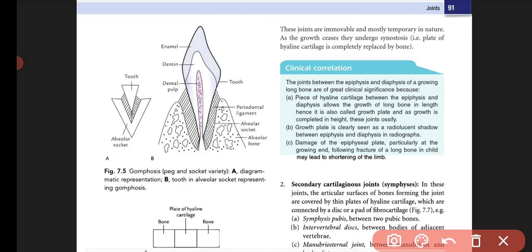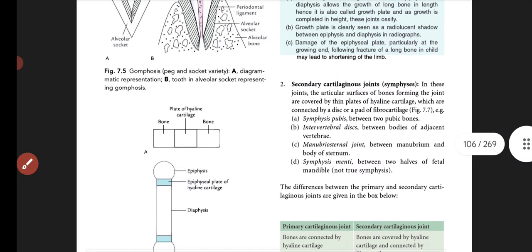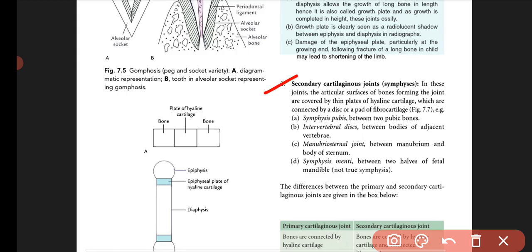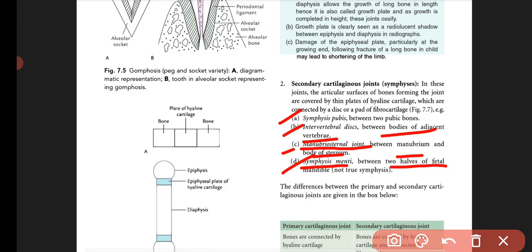Next one is the secondary cartilaginous joint, known as symphysis. In this joint, the articular surfaces of the bones forming the joint are covered by a thin plate of hyaline cartilage, which are connected by a disc or pad of fibrocartilage. For example, the symphysis pubis between two pubic bones, intervertebral discs between the bodies of adjacent vertebrae, the manubriosternal joint between the manubrium and the body of the sternum, and last one is the symphysis menti between two halves of the fetal mandible.